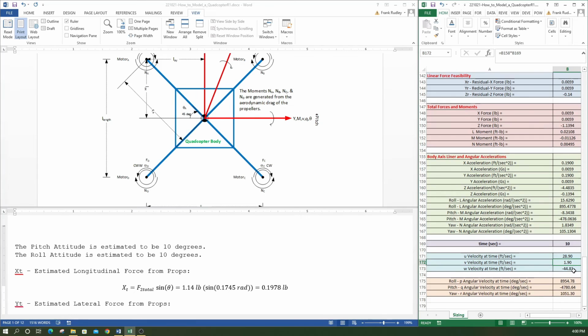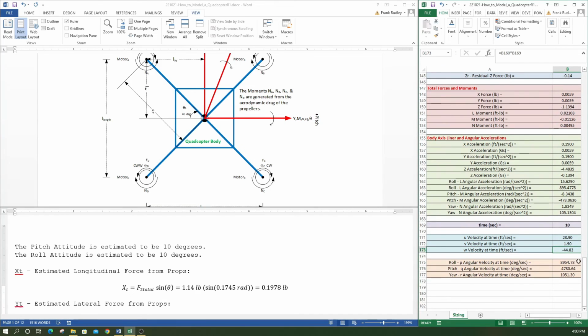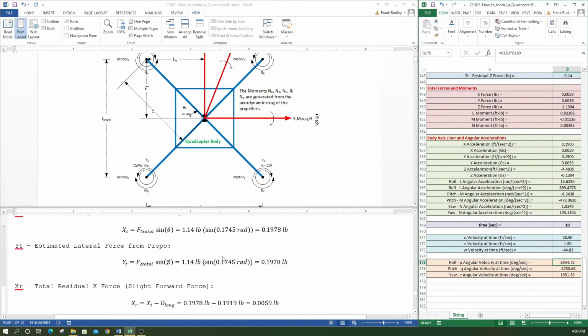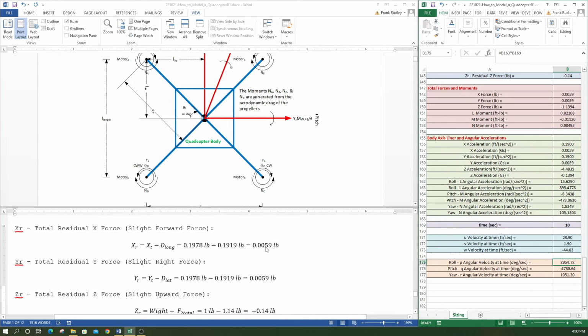And our lateral velocity is 0.19 feet per second, and our vertical velocity, this negative, is going up, so it's climbing 44.83 feet per second. Now look how big these angular velocities are, huge at this point. That's why we need to use angular rate feedback. So there's some hand calculations. This is our hand calculations we're doing.